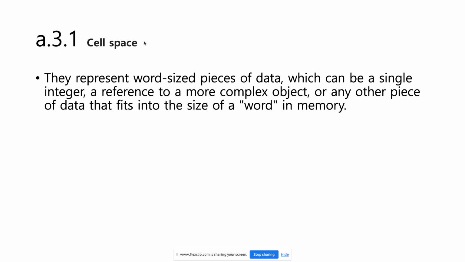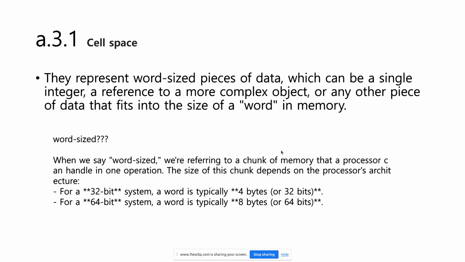What is cell space? Cells represent word-size pieces of data, which can be single integers or refer to more complex objects. It's kind of hard, but try to focus on the meaning of word size. A word size is a chunk of memory that the processor can handle. If the operating system is 32-bit, a word is typically 4 bytes, so it reads 4 bytes of a word at a time.